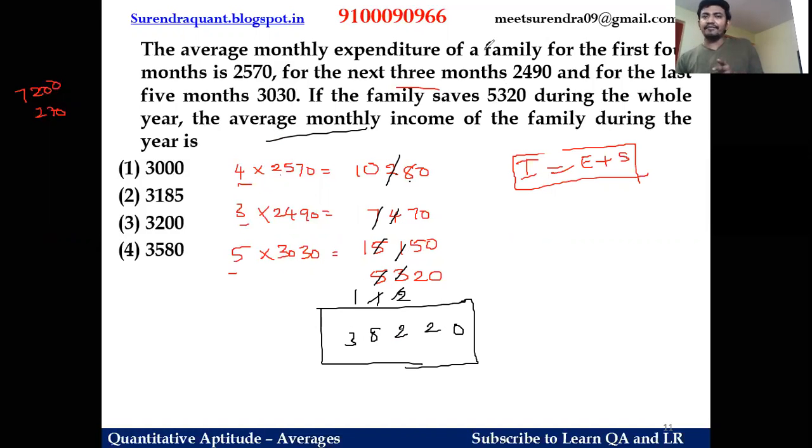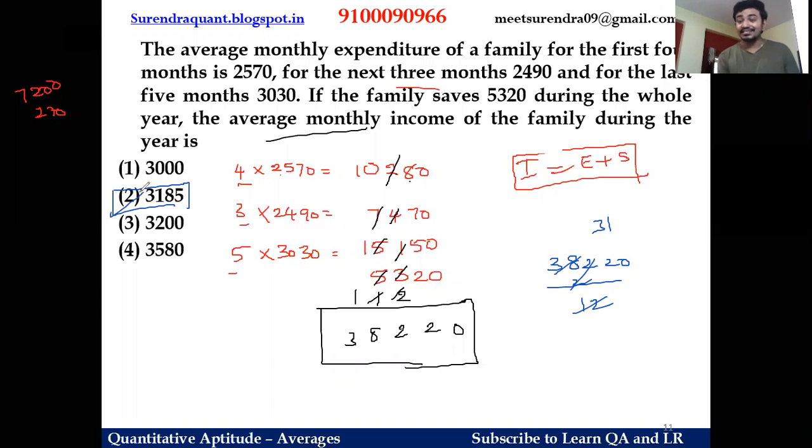What do you mean by average monthly income? If you divide the total income by number of months, you'll get average monthly income, right? So this is 38,220 by 12. So 12 3s are 36. 2 remainder. 12 ones are, so beginning with 31. So 3185 is his monthly average income, and that is 3185. Option B. Very simple, right?